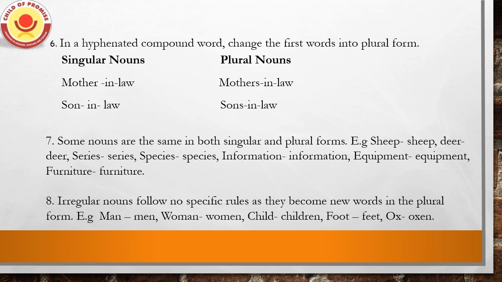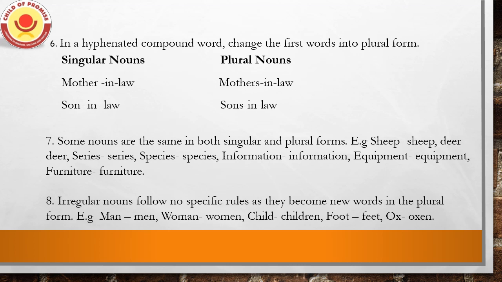Then another rule: some nouns are the same in both their singular and plural forms. In other words, some nouns do not change at all. The same way they are in their singular form is the same way they appear in their plural form. We have sheep, sheep. There's nothing like sheeps. Then we have series, series, species, species, information, information, then equipment, equipment, furniture, furniture. So that is how it is.